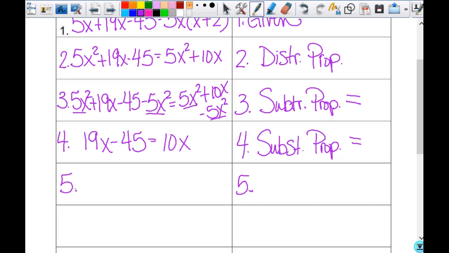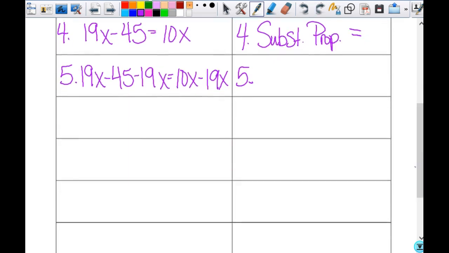Now again, I've got one thing by itself over here, so I'm not going to move it. I don't want to mess anything up. So I'm going to move this. Good, minus 19x. So I get 19x minus 45 minus 19x equals 10x minus 19x.